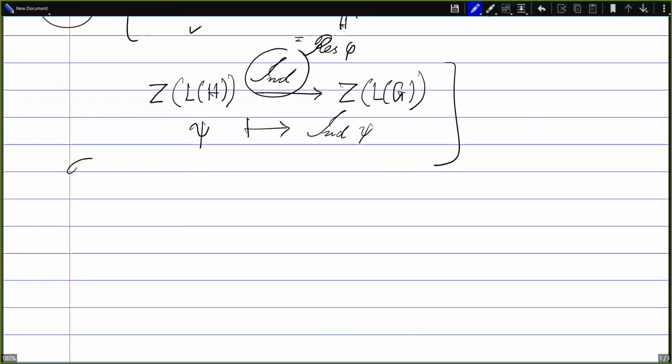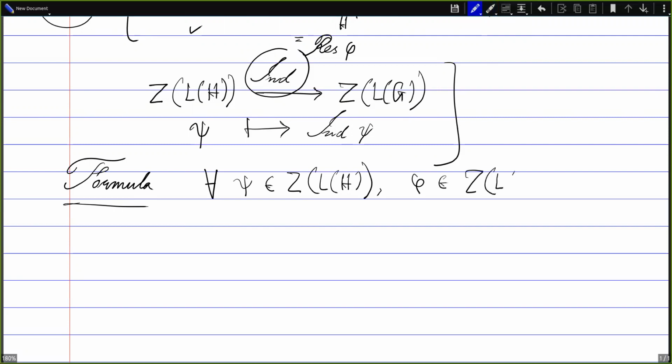So the formula says, suppose that we choose psi from LH, a class function on H, and phi from ZLG, a class function on G. Then once we restrict this phi to H, that becomes a class function on H. So therefore I can consider their inner product. This inner product is occurring in LH.